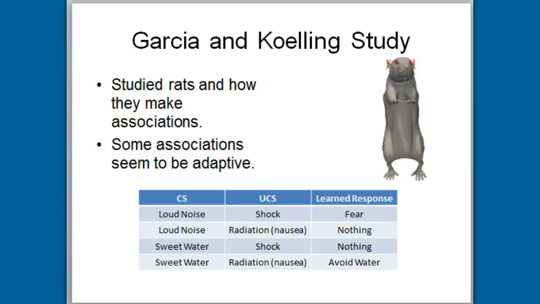They couldn't pair the two stimuli together to come up with a response. Same with sweet water and shock. That didn't seem to have an effect either, even though water is technically a food, and they knew they were taking it. Now, then they had sweet water and radiation. They did start to figure out to avoid water that made them sick. Okay, and this is a very adaptive thing.